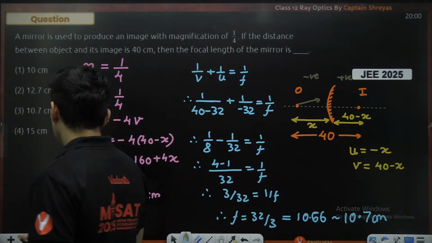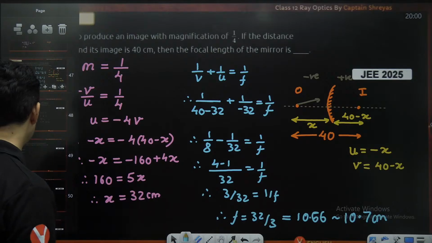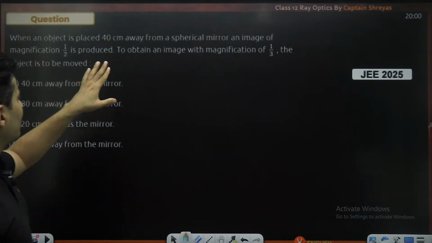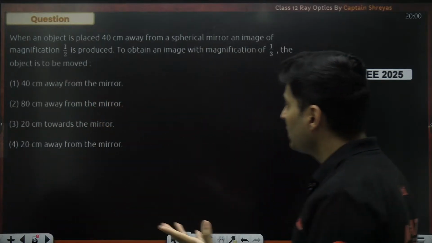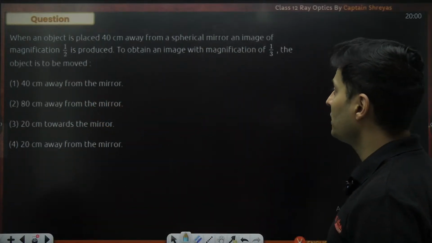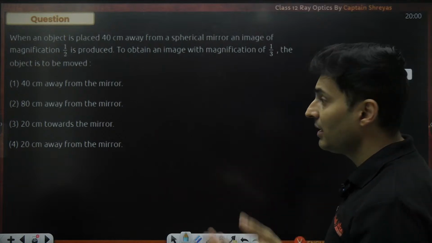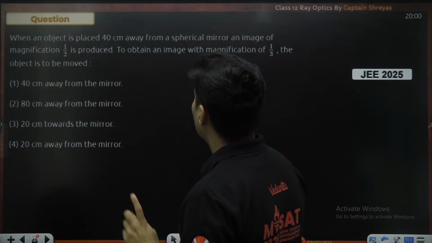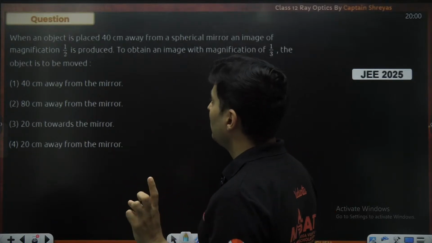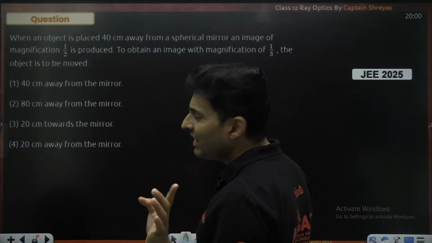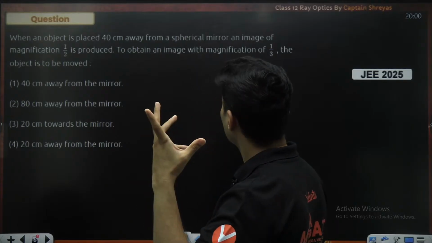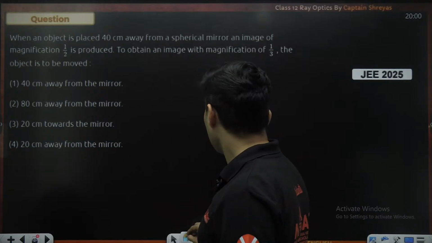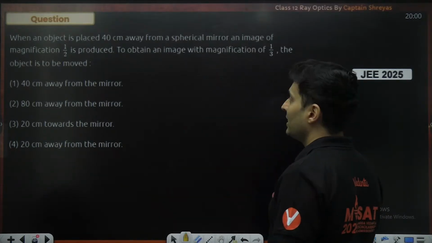Okay, cool. Let's go to the next question coming up on your screen, and here it is. When an object is placed 40 centimeters from a mirror, the image is half magnification. To obtain magnification of 1 by 3, how much should you move the object and in which direction? 40 centimeters from a spherical mirror, the magnification is half. Clearly, it will be a convex mirror because it is diminished. Or else if it was a concave mirror, it will be enlarged. No, magnification is half. So it is very clear it is a convex mirror.